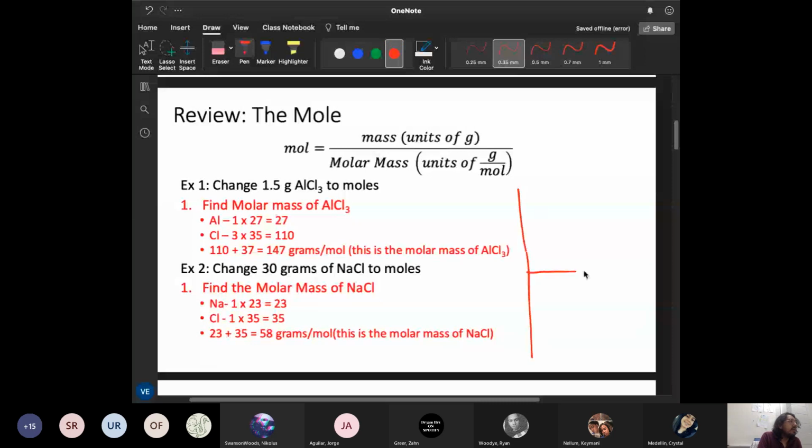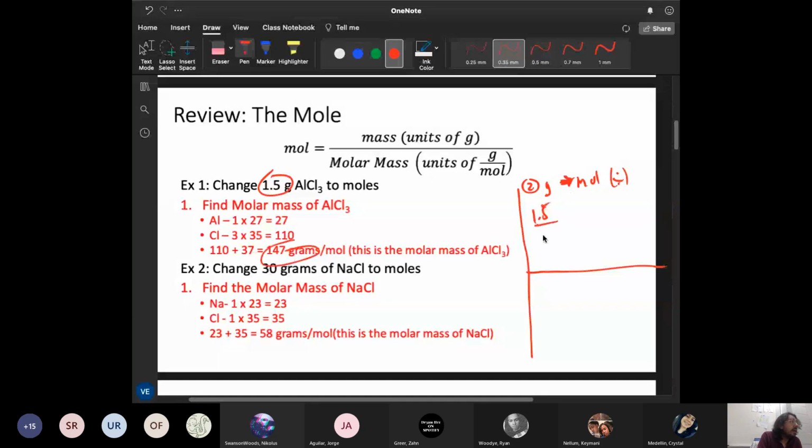Let me draw this little line here. All right, so for part 2, we need to go from grams to moles, okay? How do we do that? Well, we divide. We take the grams that we have here, and we divide by the molar mass, and that's going to be your answer.